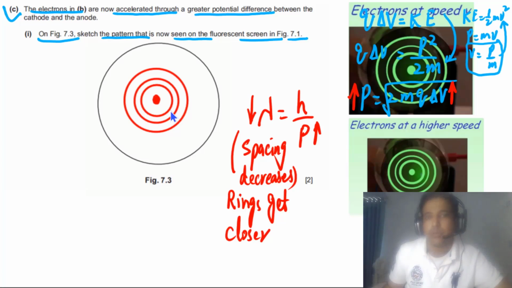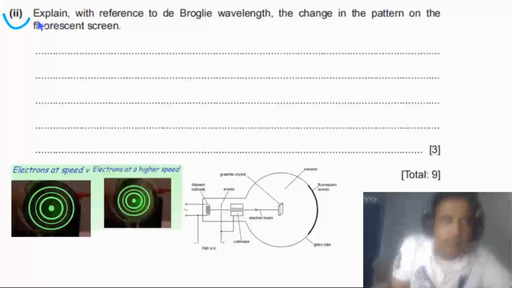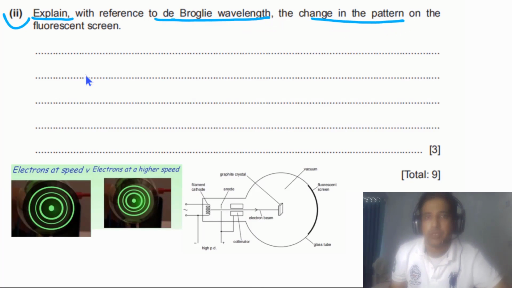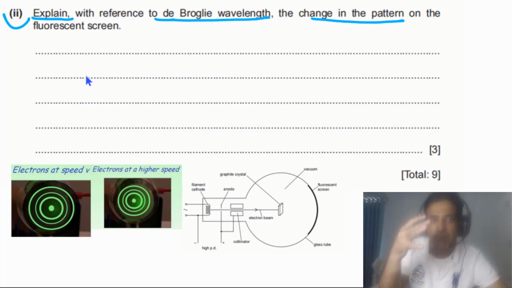So simply you can draw like this. So this is a very important point. Most of the time they will ask you in the exam. For the second part, we need to explain with reference to de Broglie wavelength the change in the pattern on the fluorescent screen. Actually, we have discussed this point in the last part.